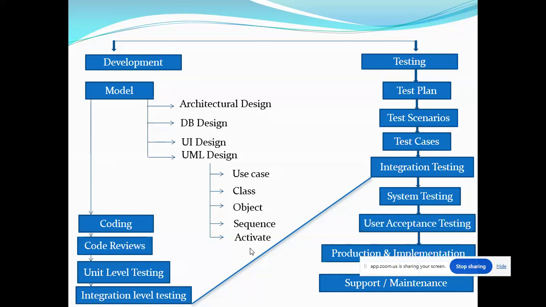What will the developer do? You know, right? The developer will start with the design. After design, what will they do? The designs like architectural design, DB design, UI design, UML design. So based on the design, the developer will start writing the code. After writing the code, they will go with a code review. What does code review mean? Whatever code the developer writes, a senior person will review that code.